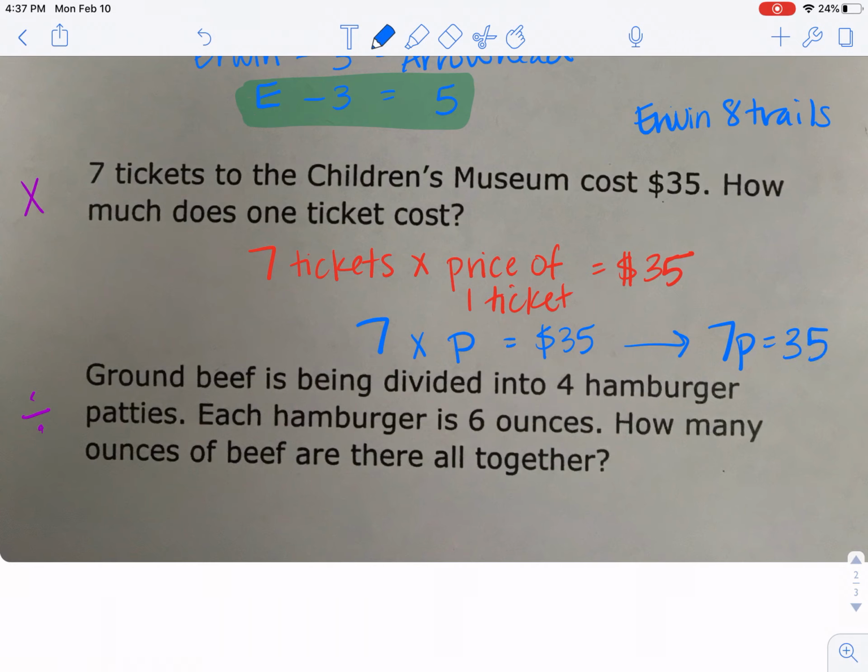So just based on that, can you figure out how much one ticket costs? Here, let's highlight it. Can you figure out how much one ticket costs? 7 times something equals 35. That's right. Each ticket is $5.